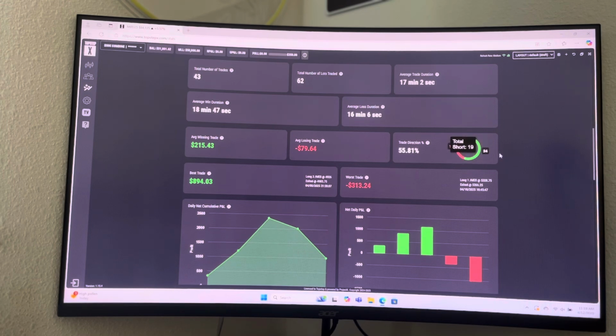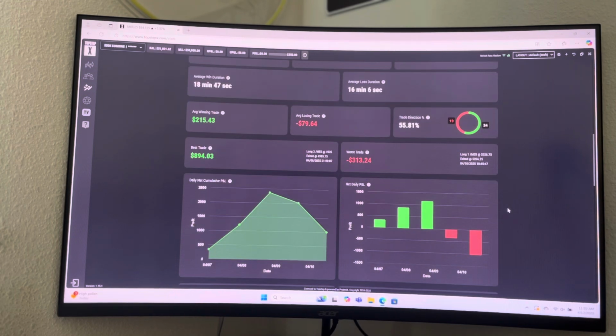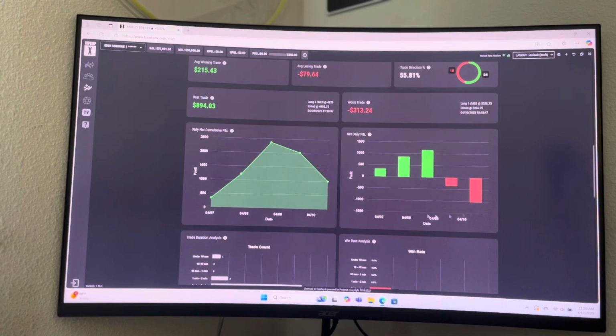Trade direction, how often you go long in the market versus shorting the market. I'm about 50%. So I just take whatever the market gives me. I don't really try to go one way or another. And then I like this one.